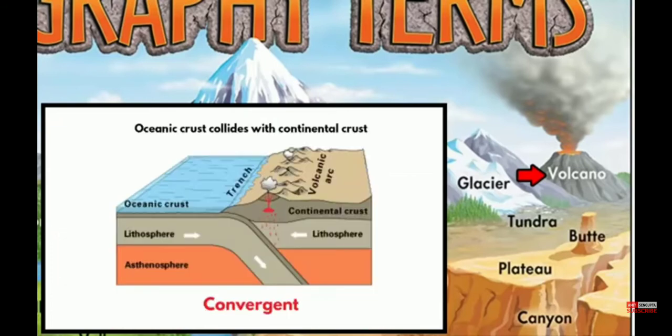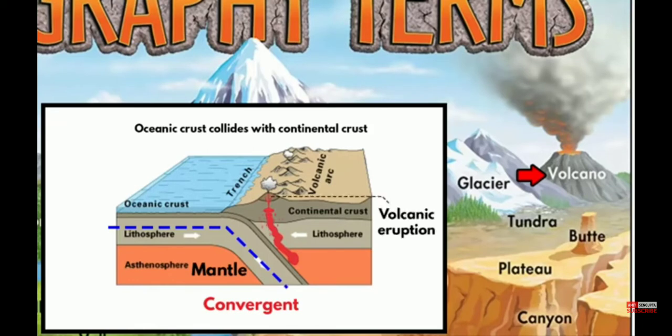When an oceanic plate collides with a continental plate, since the oceanic plate is denser and heavier than the continental plate, it sinks into the mantle beneath the lighter continental plate. The mantle is the layer that has magma. When the oceanic plate comes in contact with the magma, it creates huge pressure that causes the magma to push through holes or cracks of the continental crust, causing a volcanic eruption.